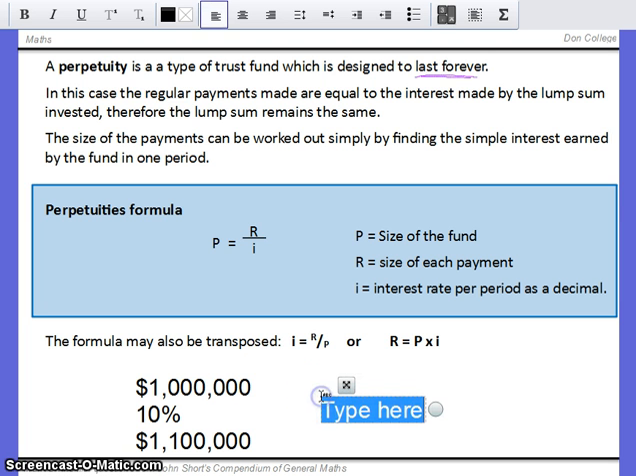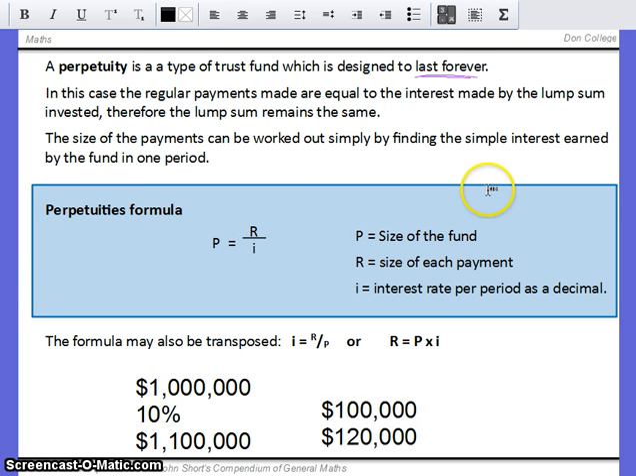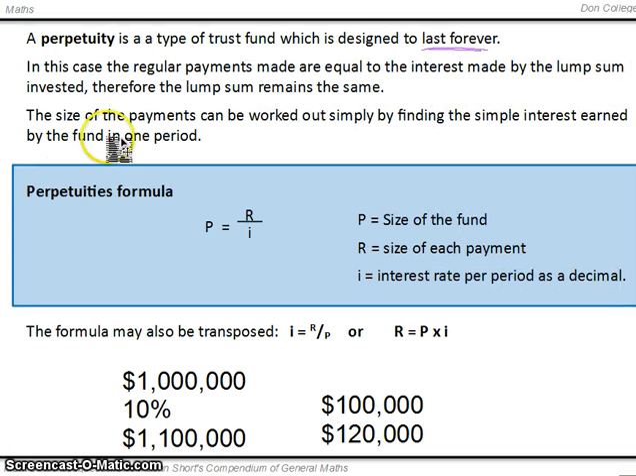So the idea here is that if you took out exactly $100,000, it would last forever. If you took out $120,000 every year, eventually the amount of money you would have would disappear. If you took out less than $100,000, then not only would your money last forever, but the lump sum would actually continue to grow.